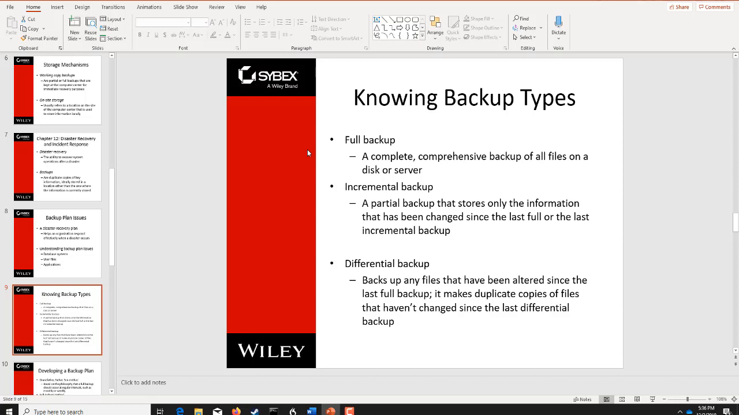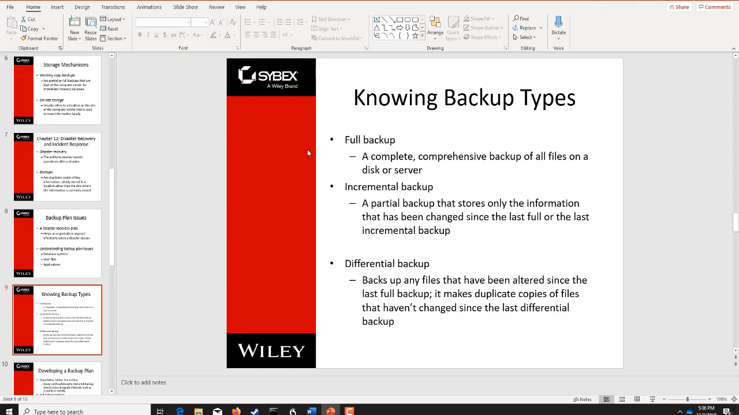A full backup is the easiest one. You back everything up bit for bit on a disk or server to a tape or to another disk or server. Your incremental backup is that which stores only the information that has been changed since the last full backup or the last incremental backup as well. And a differential backup is a backup where files that have been altered since the last full backup, it makes duplicate copies of these files that have been changed since the last differential backup.